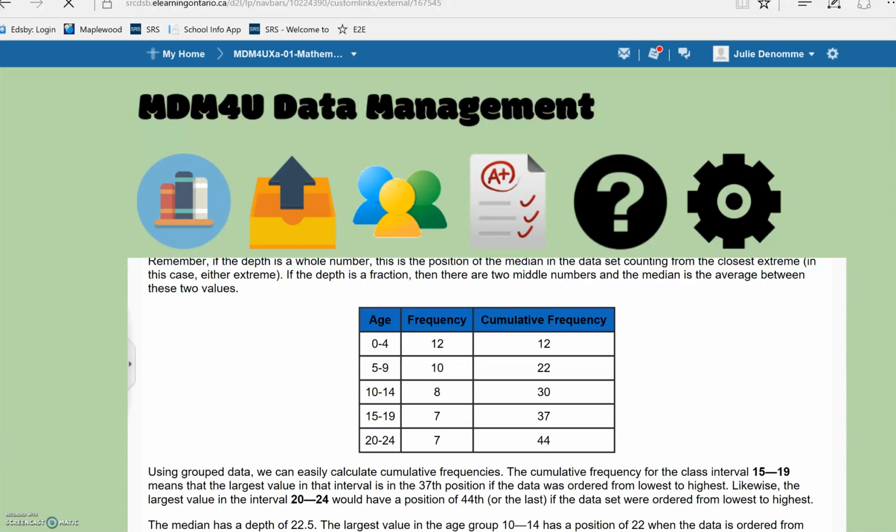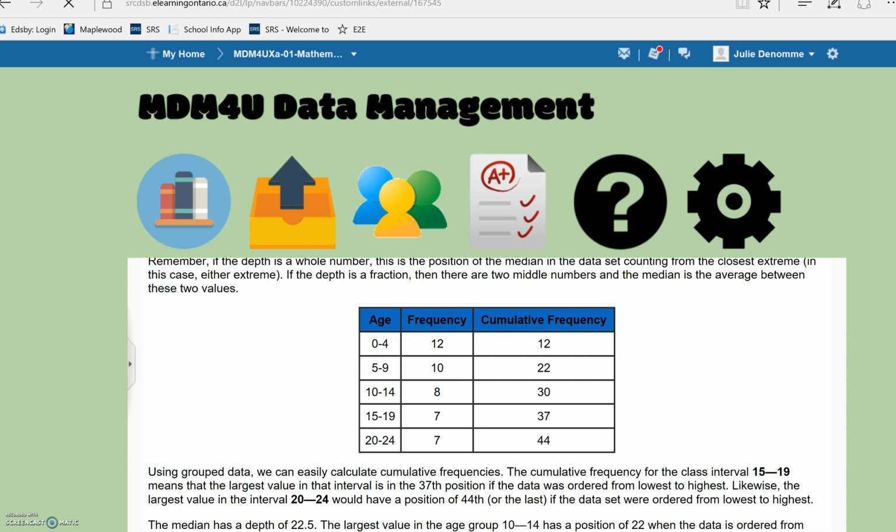Okay. So you need to understand what's going on first. Let's look at the cumulative frequency for 15 to 19. What is the cumulative frequency for 15 to 19? 37. So that means that the largest value would be in the 37th position, if you were ordering your data from lowest to highest. It has to be ordered.